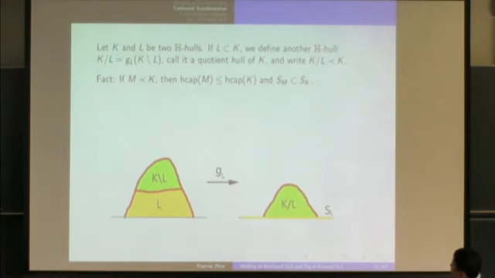If K and L are two H-hulls and L is a subset of K, then we define another H-hull by this map. It's the g_L image of K without L. Call it a quotient hull of K, and we use that symbol to denote the quotient hulls. A simple fact is if M is a quotient hull of K, then the H capacity of M is less than or equal to the H capacity of K, and the support of M is a subset of the support of K.